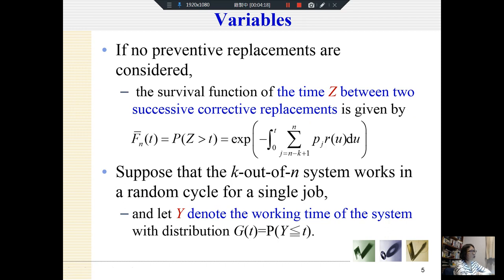Now we talk about the variables in our model. If no preventive replacement is considered, the survival function of the time Z between two successive corrective replacements is given by F bar N of t. Please refer to it. And suppose that a K-out-of-N system works in a random cycle for a single job, and that Y denotes the working time of the system with distribution G of t. Please refer to it.